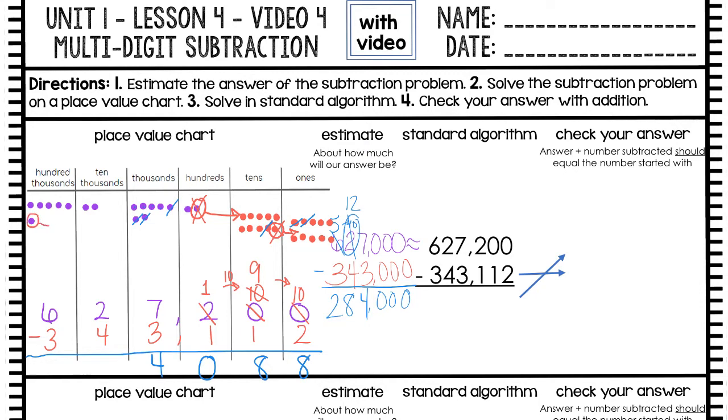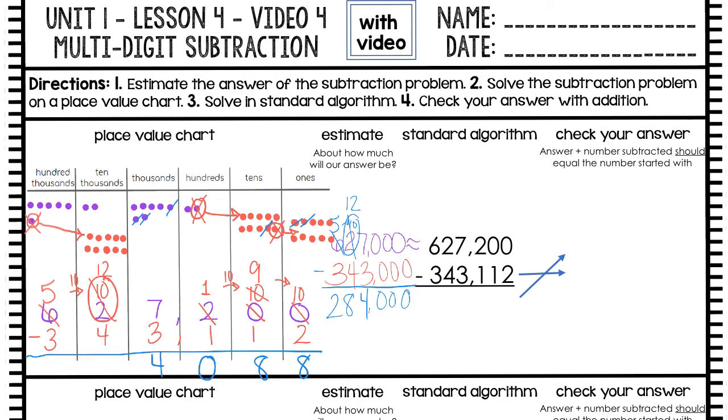100,000 and regroup 100,000. Count with me. 10,000, 20,000, 30,000, 40,000, 50,000, 60,000, 70,000, 80,000, 90,000, 100,000. We're going to cross out our 100,000 because we've regrouped it. Now there's only 500,000s and we have put 10 more 10,000s there, which equals 12,000. So now I have 10, 11, 12,000.